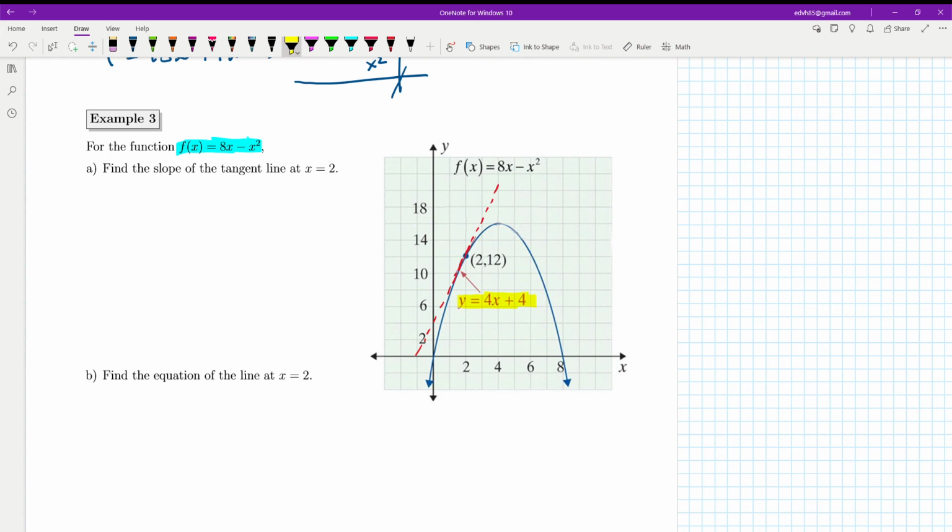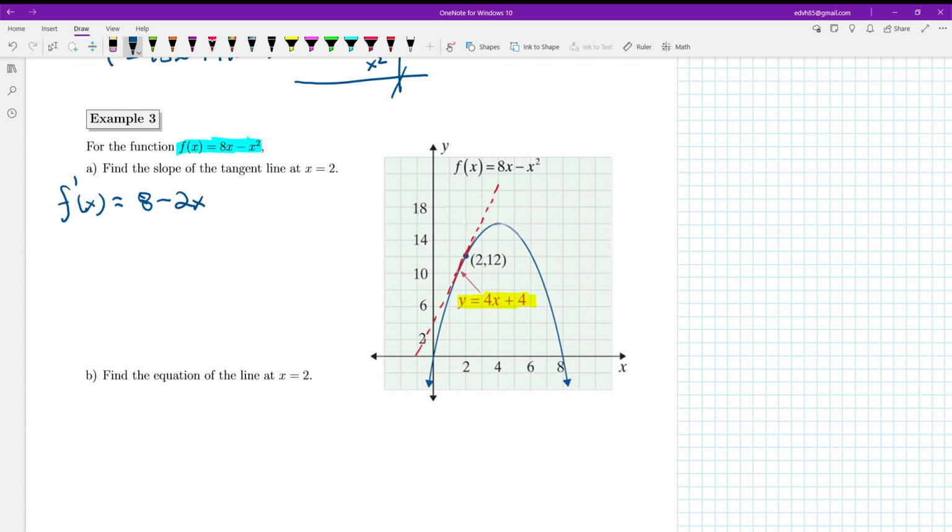Let's find the slope of the tangent line at x equals 2. In order to find the slope of the tangent, we do the derivative. If they were asking us to find the slope of the secant line, then we would need two different points, which is what we did in the previous section. But now we want the tangent line. For that, let's take the derivative, f prime of x, which is 8 minus 2x.